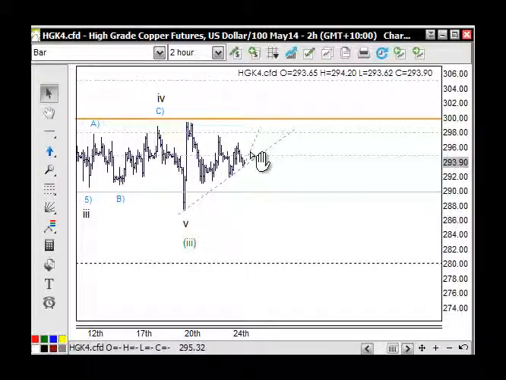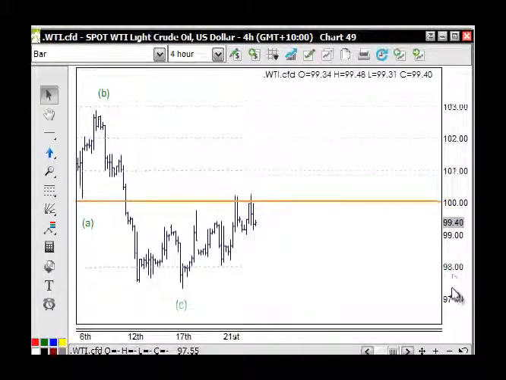Even using this as resistance, if it comes through here and retests it back, then you've got your reference point to short from that point. Anyway, that's there. The oil market, not a lot of change here.